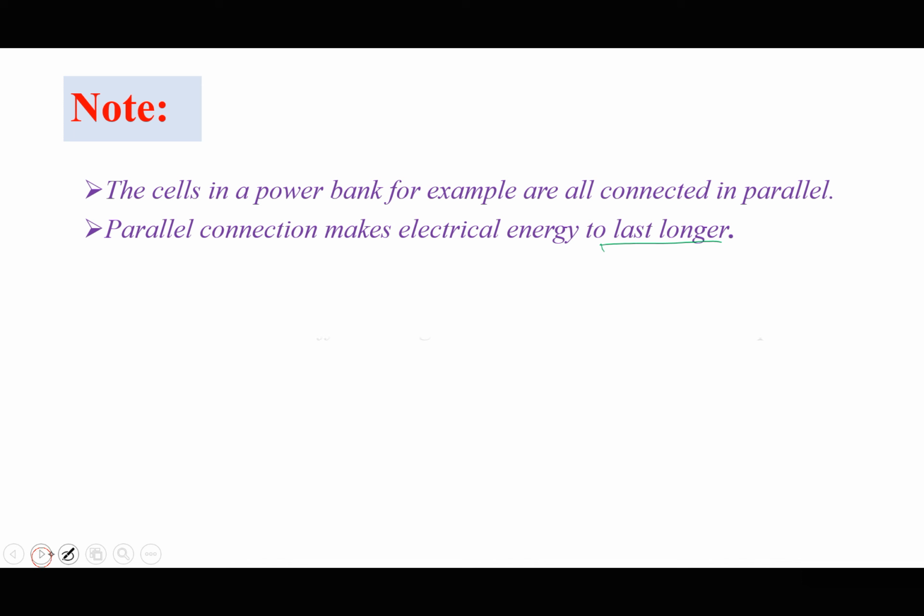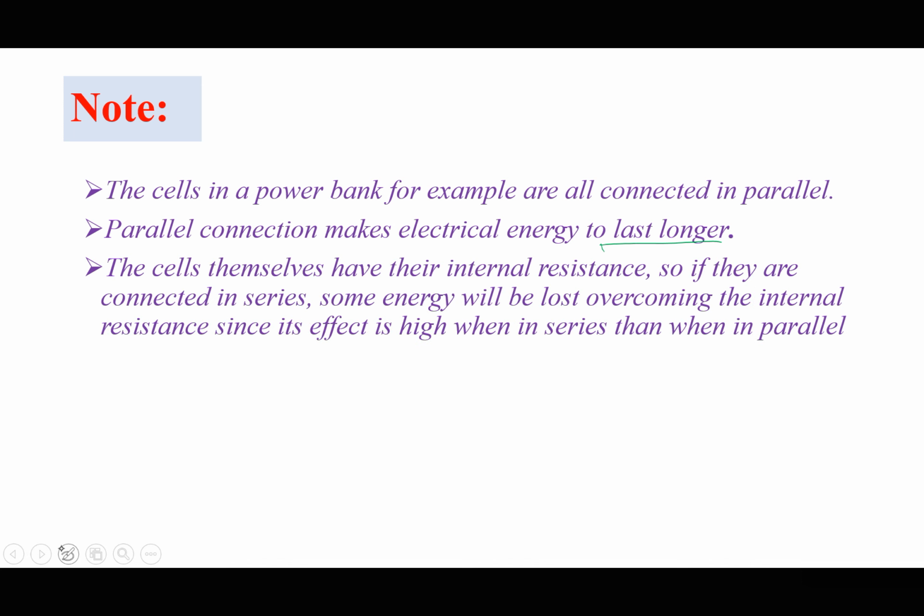The cells themselves have their internal resistance. So if they are connected in series, some energy will be lost. Some energy will be lost in overcoming the internal resistance since its effect is high when in series than when in parallel. So we have seen the disadvantage of having cells in series. The total internal resistance becomes bigger, so we expect more lost volts in series. The advantage is that they will deliver more current.